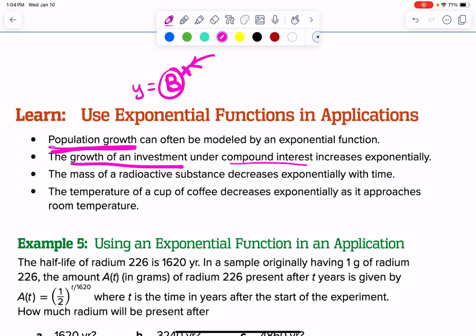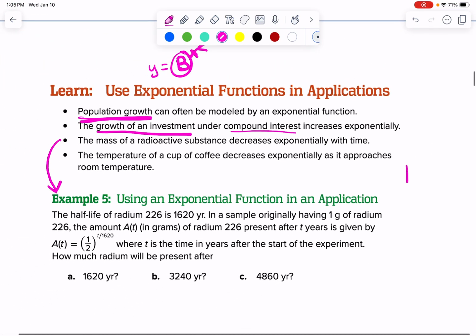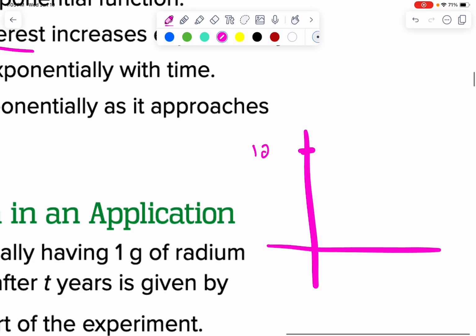We're going to do an example of this one, the mass of a radioactive substance. We're doing half-life. You guys have probably heard that in science class. So half-life examples, that's going to be like example 5. And then the temperature of a cup of coffee decreases exponentially. So if I'm talking about setting a cup of coffee on a table, it might be like, I don't know how hot those get, like 120 degrees. I don't know, maybe that's not very hot. I don't know.